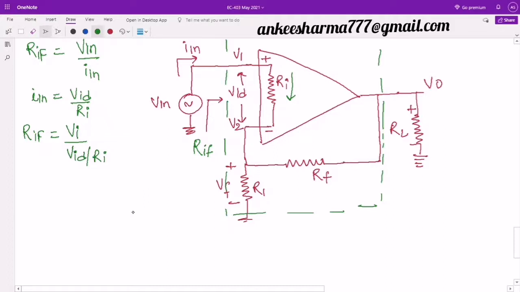So if I have to convert my VID into V naught, we have a formula, that is VID is equal to V naught by A, simply using the gain of my open loop configuration. And for my Vin, to convert it into V naught, I will make use of V1 minus V2 over here, right? If I use this, I haven't done anything wrong, have I?